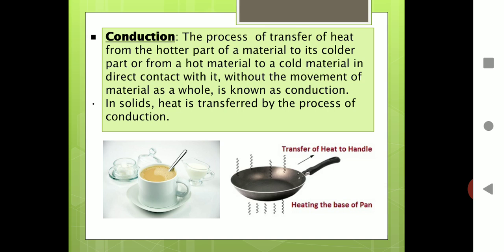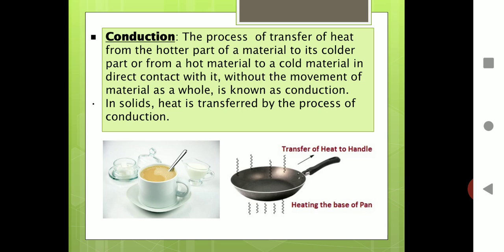As you can see, there are two figures here. In the first figure, a hot cup of tea is there and a metallic spoon is kept in the tea. Now after some time, if you touch the metallic spoon, then you will feel that the spoon has become warm. It has become hot. Now why is it so? It is because the heat from the hot tea has been transferred to the metallic spoon, and this transfer of heat has taken place by which method? It has taken place by the method of conduction.